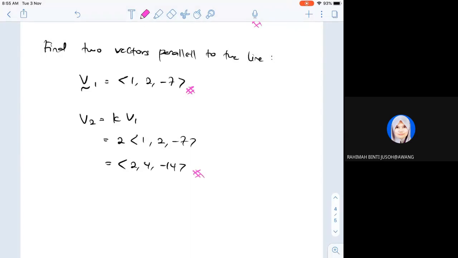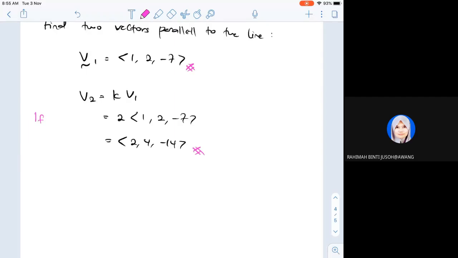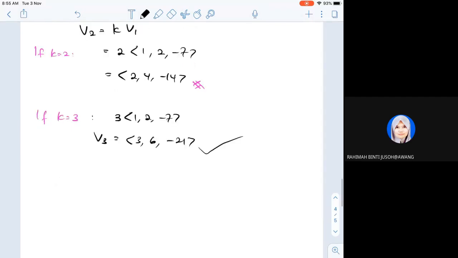It's up to you which one you want. This is for the case of K equals 2. You can also have K equals 3. As I said just now, it's up to you. If K equals 3, then 3 times 1, 2, negative 7, so you will have V3, parallel vector 3, 6, negative 21. Also correct. K can be any constant.